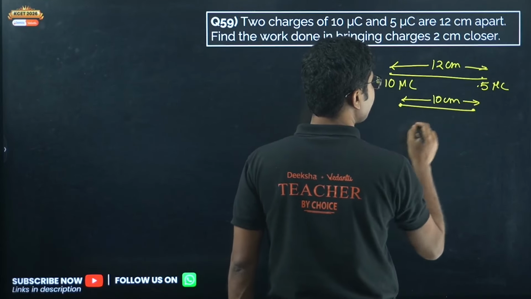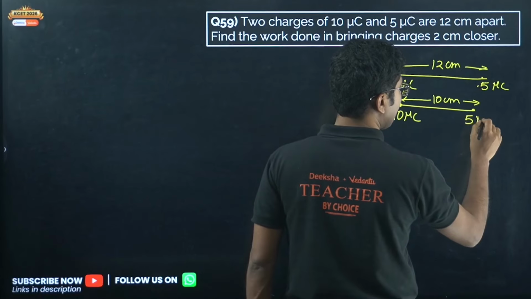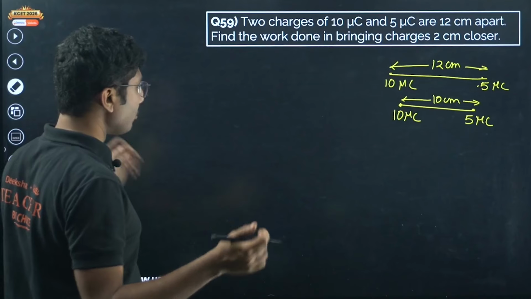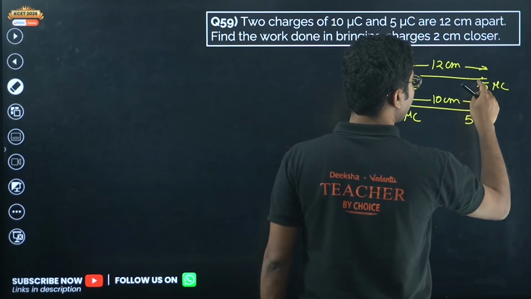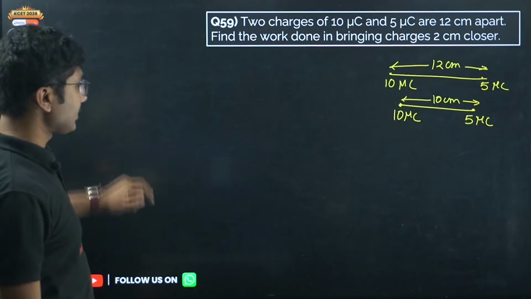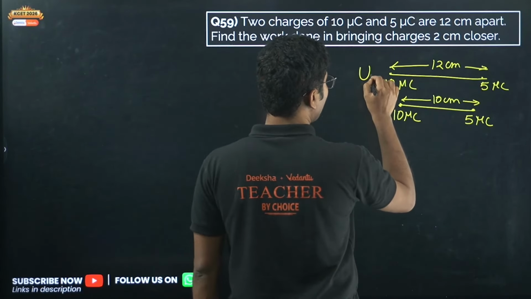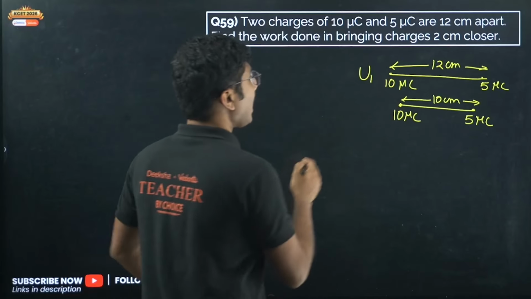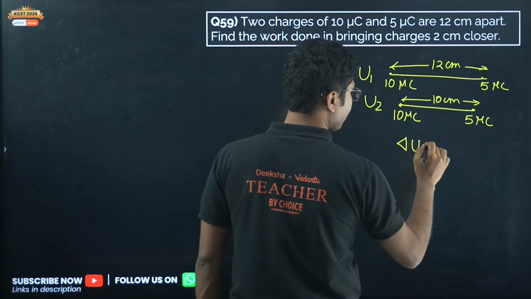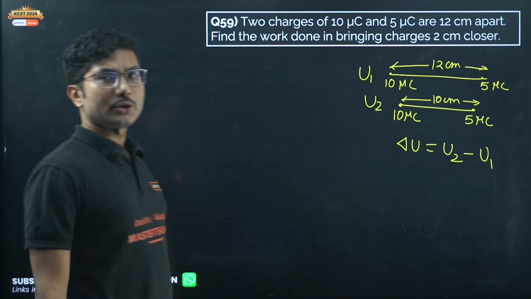Now it does not matter which charge you bring, as long as the distance is maintained such that they are closer by 2 centimeter, that is what matters. You can bring both charges, you can bring only one charge, keeping another charge fixed, right? So the distance between them is 10 centimeter, so you have to calculate the work done. How to do that? You have to calculate the total energy of this system and total energy of this system. Then you have to find the change in potential energy by calculating final minus initial. So that much work you have to do.